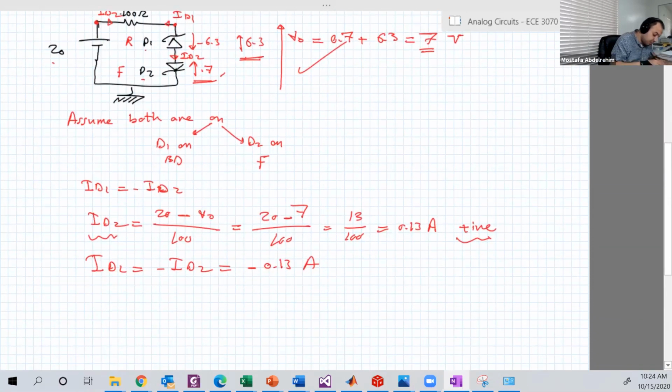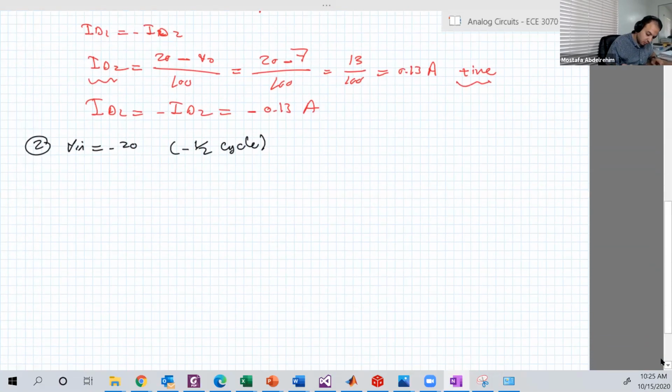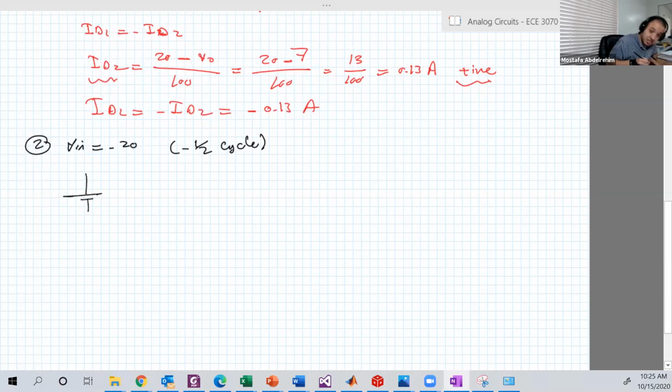Now number 2, when V input equals minus 20, the negative half cycle. Since it's a square wave and the voltage is constant in the negative half cycle, you can just replace it with a battery with a constant voltage. And again, we have D1 and D2.